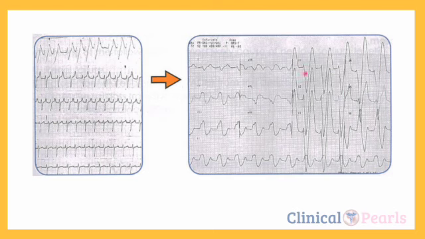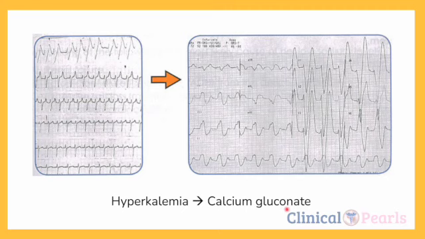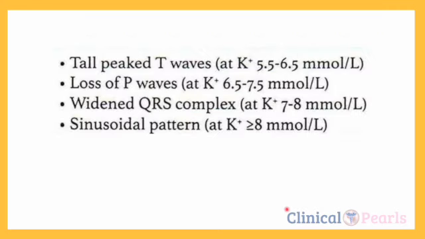This ECG shows diffused peaked T waves. That's indicative of hyperkalemia. The initial management is calcium gluconate, which is for cardioprotection against arrhythmia. ECG changes usually depend on the potassium level, but suffice to know for the exams that it can present as tall peaked T waves, loss of P waves, widened QRS complex or sinusoidal pattern.